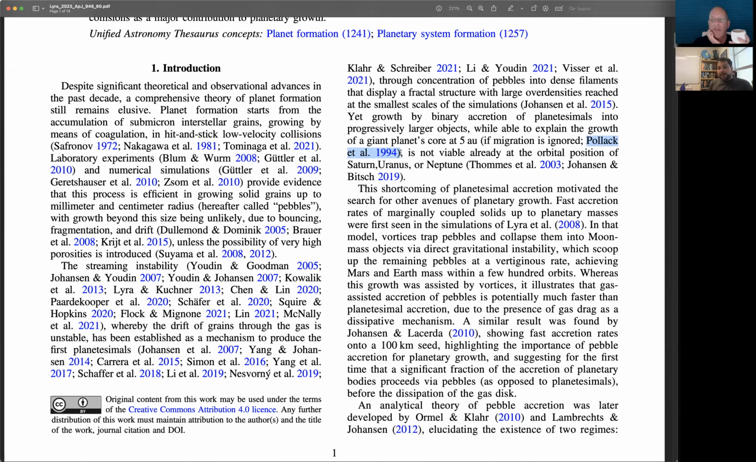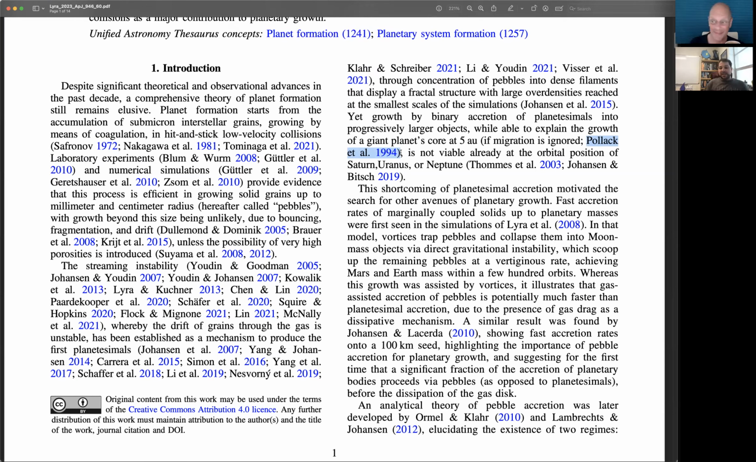And that is great for Jupiter. But already when you try to apply that to Uranus or Neptune at the location where they end up, it takes too long to form these cores. Actually, if you try to form a Neptune in this way, it's going to take longer than a Hubble time. So that doesn't work. There is something off there.